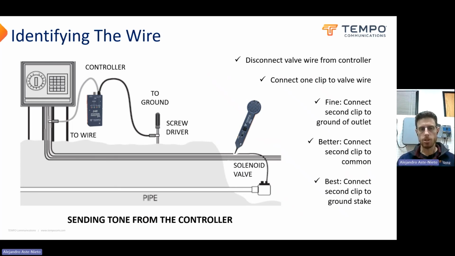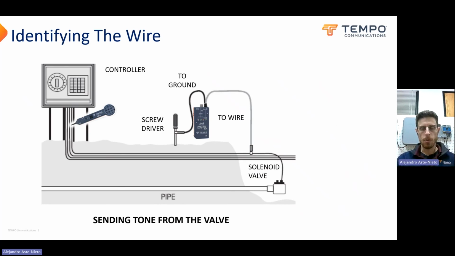But best case scenario, you can clip the second one to a ground stake in the dirt, or a screwdriver in the dirt. That's actually going to give you the best tone on the valve wire, the loudest response, because the wire is buried in the dirt and it has a capacitive effect there. And the other way around, if you're in a valve box, you'll have easy access to the dirt. You can just use a ground stake or a screwdriver every time. Identify what number that valve corresponds to in the controller. Easy peasy.